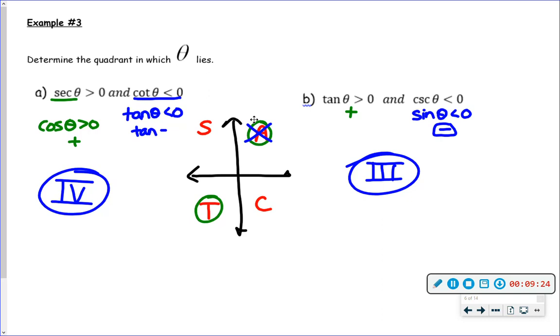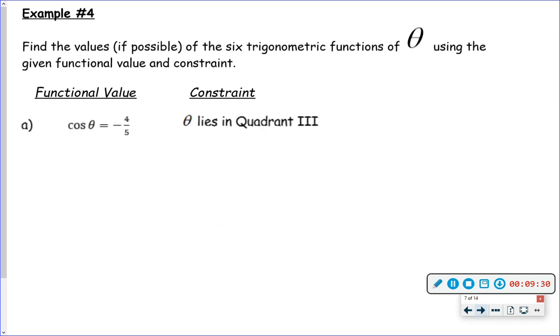And I don't expect you to draw the All Students Take Calculus every single time. You might just want to have it next to you as you're working on some of the problems. Find the value of the 6 trigonometric functions of theta using the given function value and the constraint. Well, I like this. Nothing to figure out. They're flat out telling you you have to be in quadrant 3.